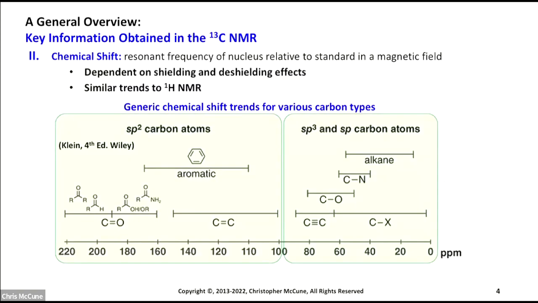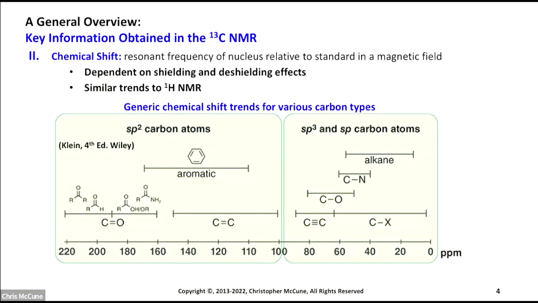So this is just a table I took from Klein's textbook, the 4th edition from Wiley, just showing a general range where you see your carbon 13 NMR chemical shifts for generic functional groups. So chemical shift, this is the resonant frequency of the nucleus relative to some standard in a magnetic field. And it's dependent on the shielding and de-shielding effects. So really what that's saying is the electron withdrawing and electron donating environment next to those carbons.